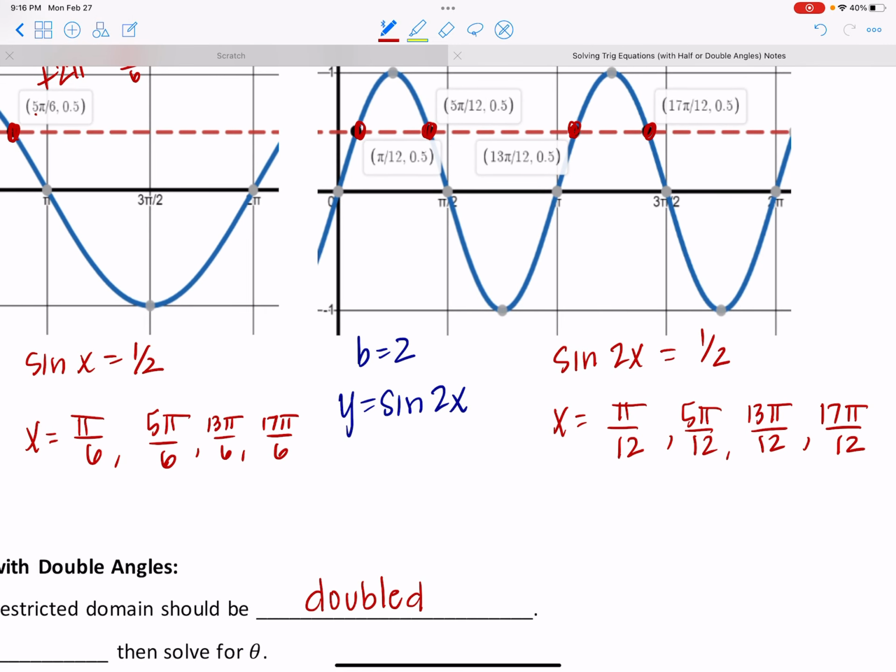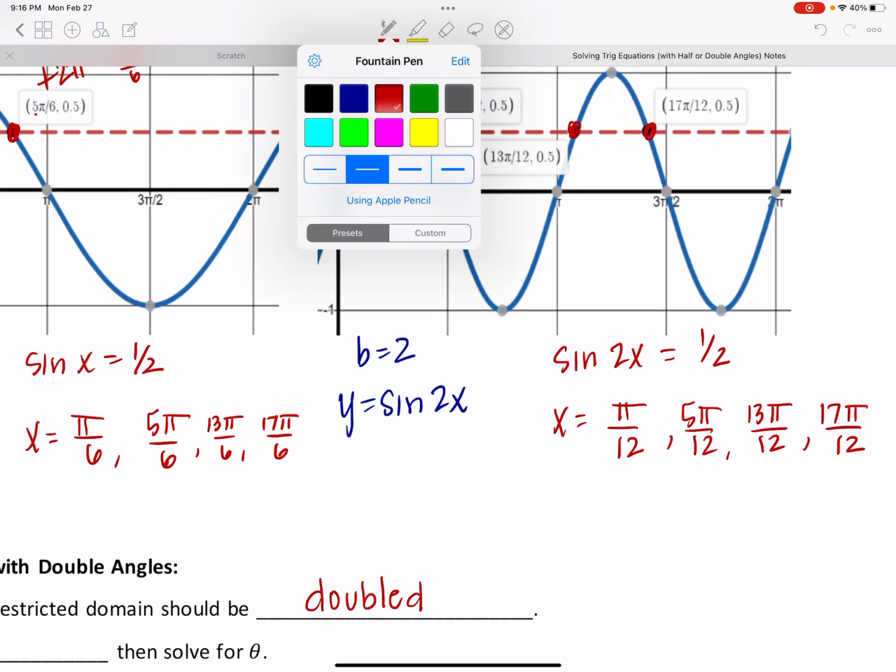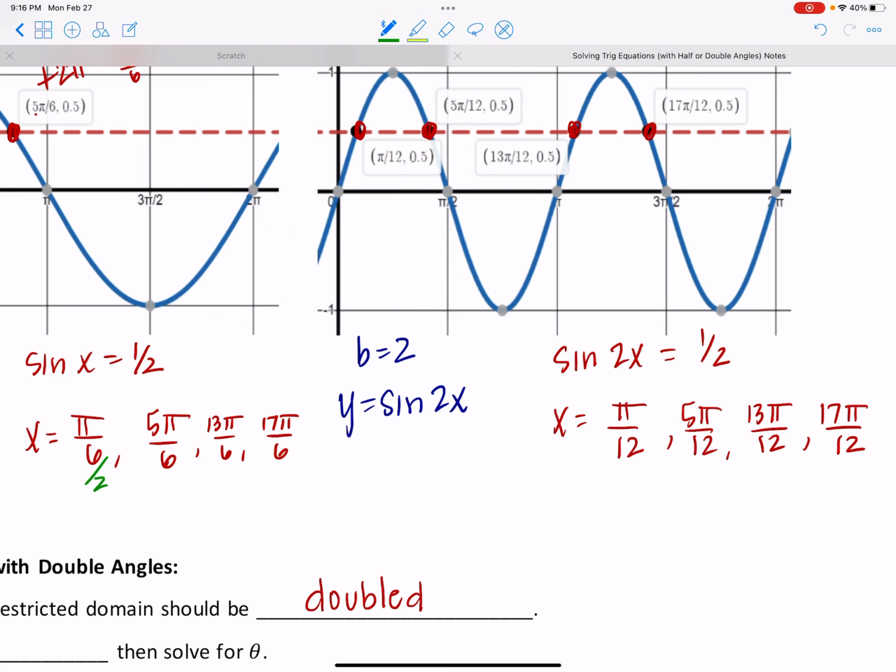And these are pretty similar looking, except what's happening is if I divide this by 2, instead of doubling like we were over there, divide by 2, I'm going to get the pi over 12. Divide this by 2, and I get to 5 pi over 12. Divide this by 2, and I get to 13 pi over 12. And divide this by 2, and I'm going to get to 17 pi over 12.